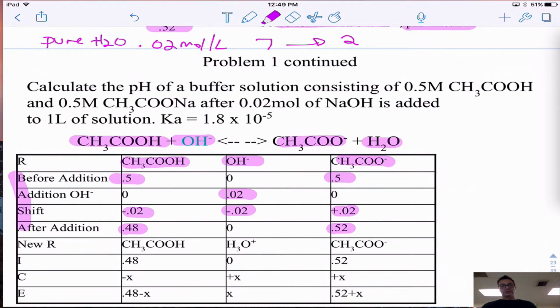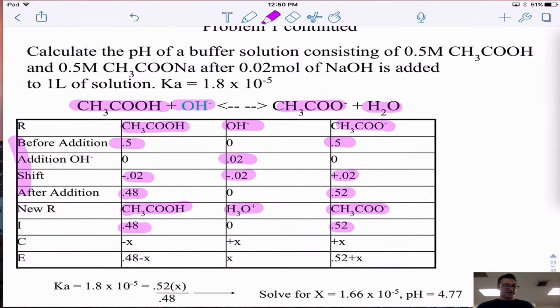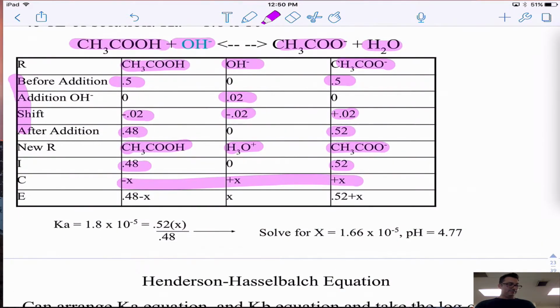Now, what's a little bit annoying about this is that I then have to go back and use the original equation for the Ka, and so that's what I do here. I have my acid produces H3O plus and acetate. I have my numbers from the last line of the BASA table, and then I have my plus x and minus x. I plug it into my Ka, I solve for x, and I get my H3O plus. I do the negative log and I get my new pH.